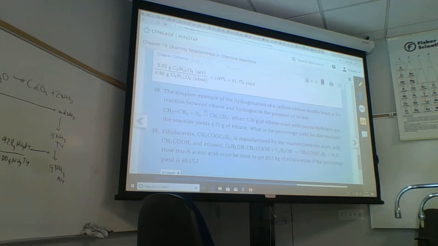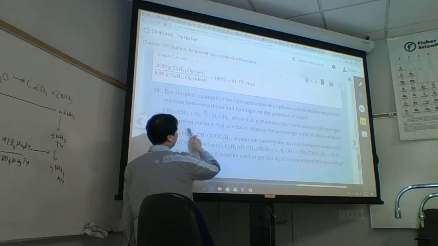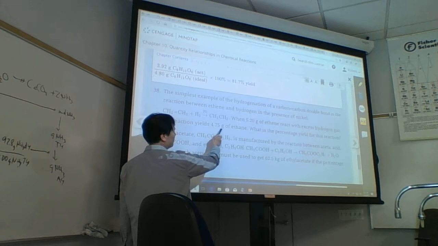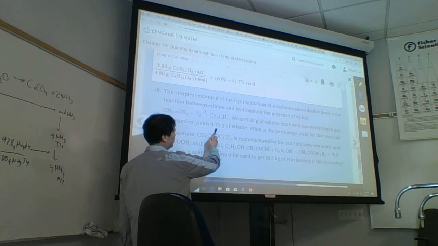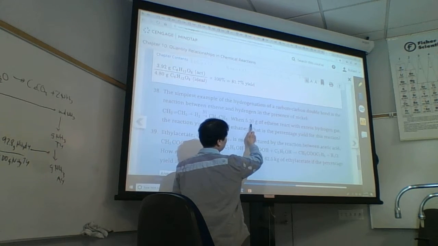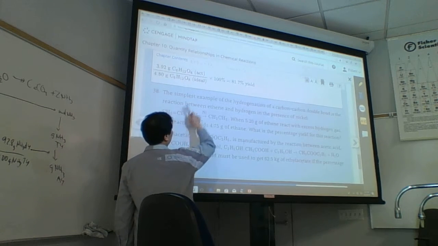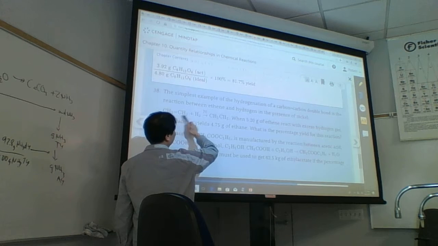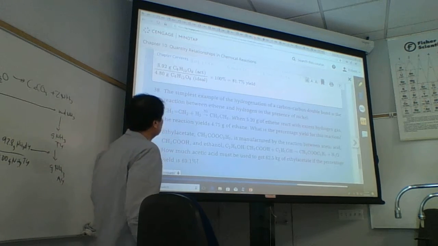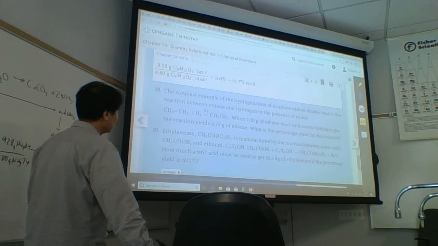Okay, this is the same type of deal here. This reaction yields 4.75 grams of ethane. Is that actual yield or theoretical yield? Actual yield. That's actual yield. The theoretical we're going to calculate based on stoichiometry. We're given 5.20 grams of ethene. Both of these are redox here, so we go ethene to ethane.